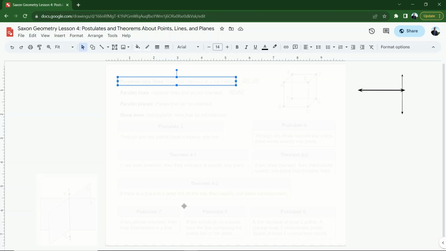And then theorems, we haven't learned any theorems yet. In this lesson, we're going to talk about some theorems. Theorems are statements that have been proven. We're actually going to prove the theorems that are in this lesson later on in this course.